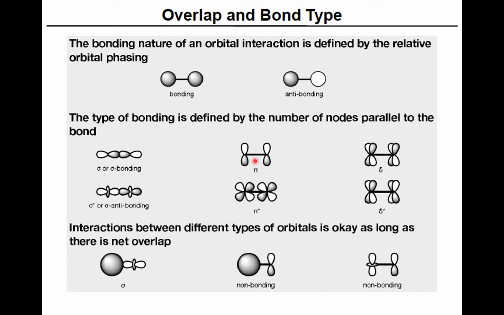If we turn both of those p orbitals, we get a different type of bonding. This is now pi bonding. So these are shaded in the same way. So there's bonding interaction here and here. But it's a different type of bonding than the one to the left here. Okay, this is a type of pi bonding.